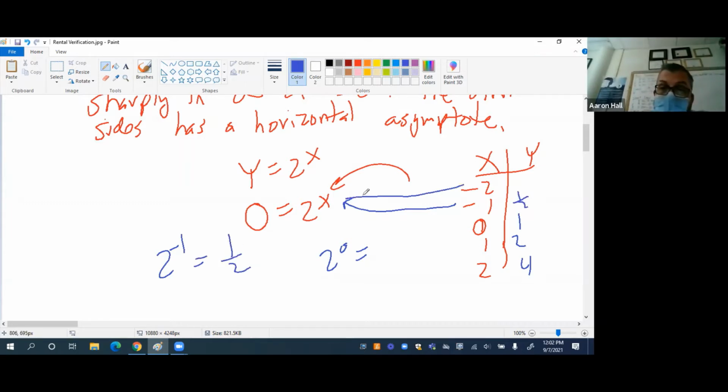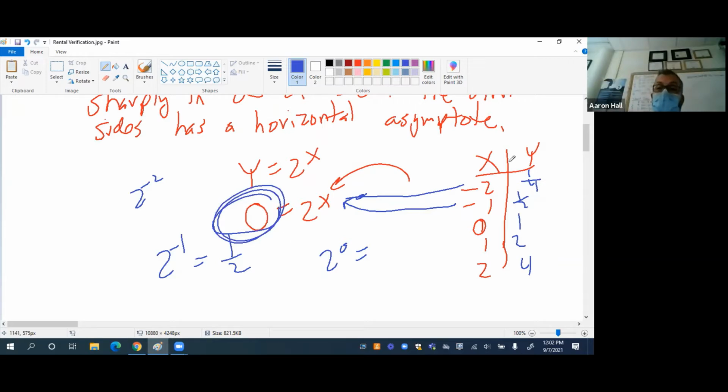What if I plug in -2? 1/4. What horizontal line are we converging on? Yeah, we can never reach 0. In fact, we'll never get any negative. Y's will never be negative in this case.